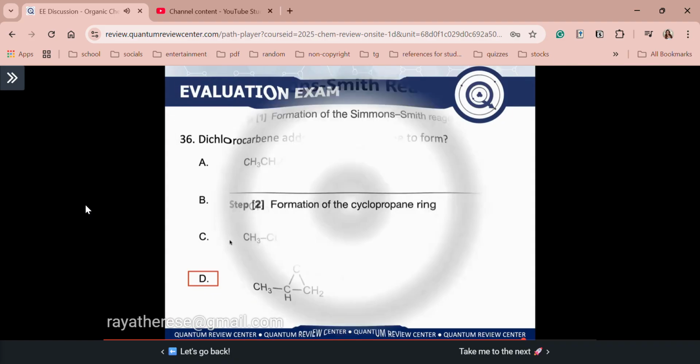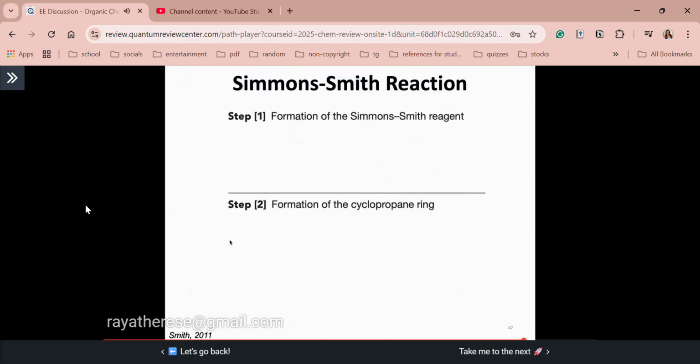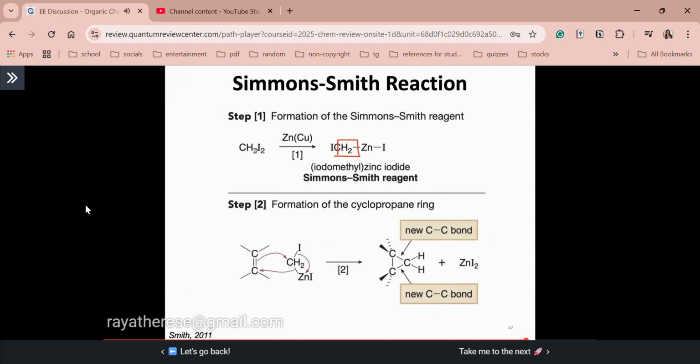Alright, class, a quick recap on our Simmons-Smith reaction. Remember, we have two steps. First one is the formation of the organozinc reagent. This one is highly polarized, so it is readily available for attack by CH2, or the carbene. It can react with your alkene in step 2 to form the cyclopropane ring.